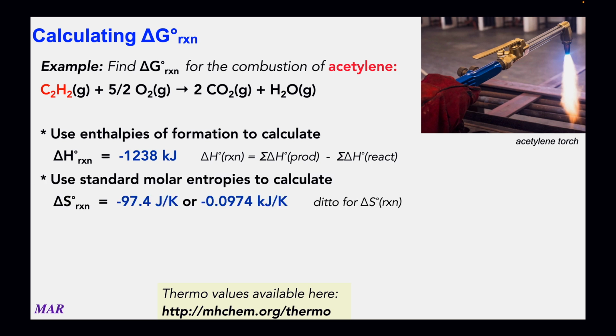But if you do the same thing for delta S products minus delta S reactants, you get a negative 97.4 joules per Kelvin. And negative delta S's are not entropy driven. You need a positive delta S to make that entropy driven. So in this case, you have 2.5 moles of oxygen and 1 mole of C2H2, so a total of 3.5 moles of gas going to 2 moles of CO2 and 1 mole of gaseous water, going to 3 moles of gas.